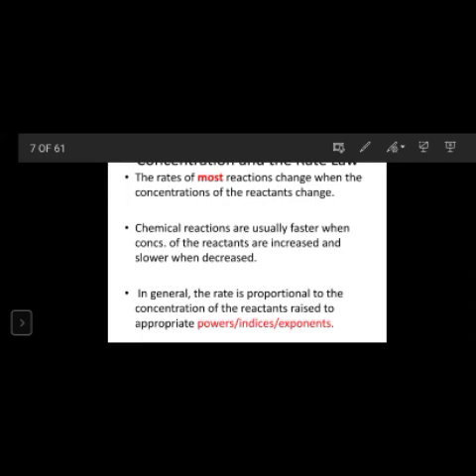It's like, very trivial example, you spend money according to what you have in your pocket. You have more, the tendency is there to spend more. So the rate of a reaction is proportional to the concentration of the reactant raised to the appropriate powers. Those powers are what you call the indices or what you call the exponent.